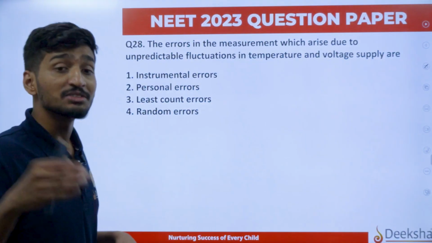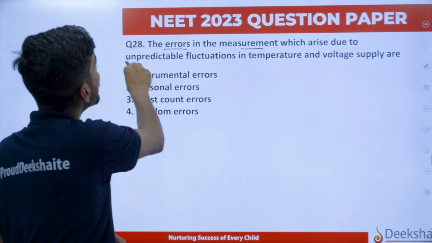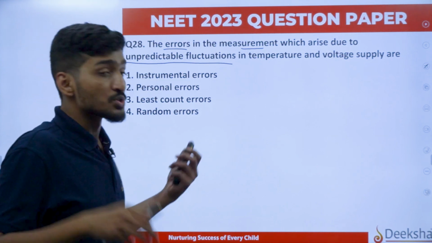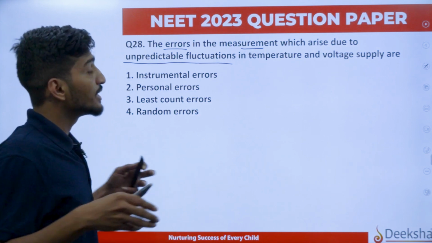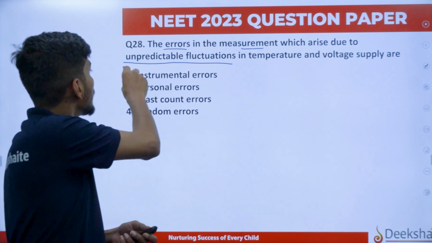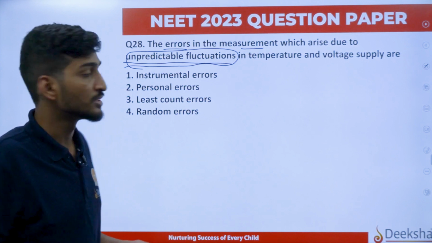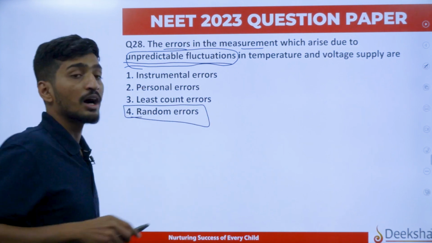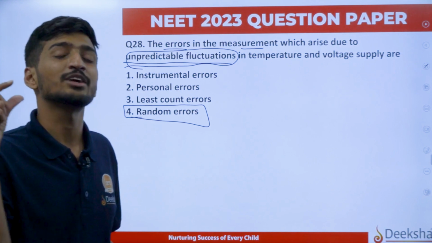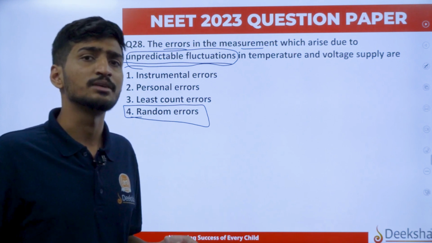This one was easy. This one's even easier. Let's see this. The error in measurement which arises due to unpredictable fluctuations in temperature and voltage are. So the first thing we need to understand is the reason why this error is happening. And they have given us the reason being unpredictable fluctuations. It's unpredictable. We cannot predict it. So what kind of things are those which we call unpredictable? Things that are random. So these kinds of errors are categorized as random errors, and anything unpredictable as such will be categorized in random errors.